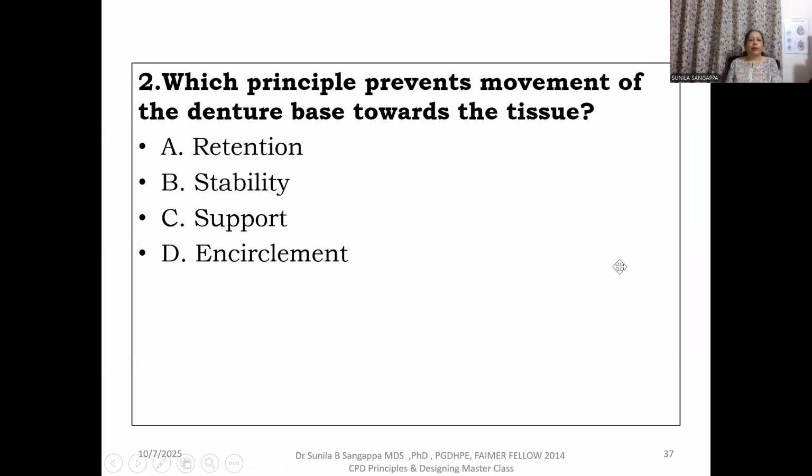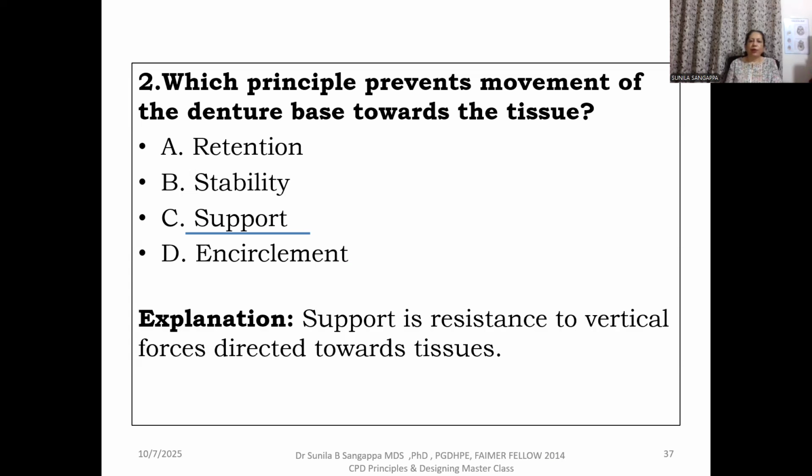Let's now again break for another MCQ. Let you answer which principle prevents movement of the denture base towards the tissue. Kindly type your answers in the chat box. Hope you've identified it. Answer is support. Why? Because support is the resistance to vertical forces directed towards tissues.